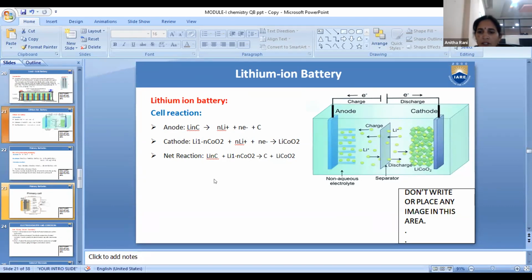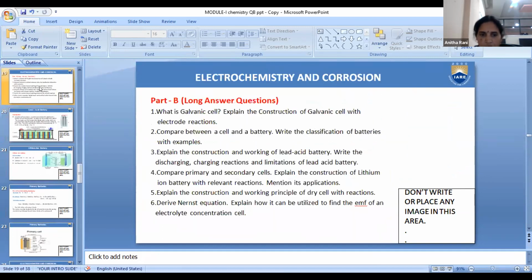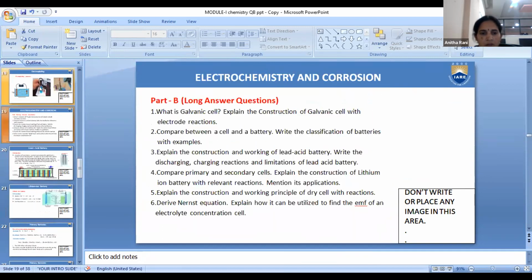You have to learn and write these reactions. If you write the arrow mark in this direction, then it becomes the charging reaction. Understood? Yes, this is the discharging reaction. You learn this and write. For the construction of lithium ion battery, the fourth question, write with relevant reactions and applications, as I already told you.